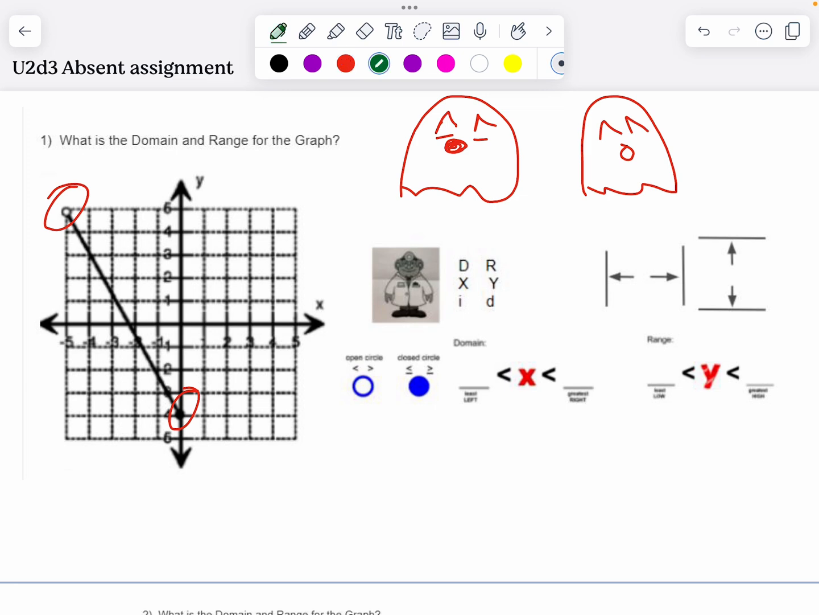All right, so what we're going to do is we always, for domain, remember that domain is X, and we are going to go to the X-axis at each point. So I'm going to start here. I'm going to go to the X-axis. I'm going to go here, go to the X-axis. You always want to draw that line. And so you always start on the left.